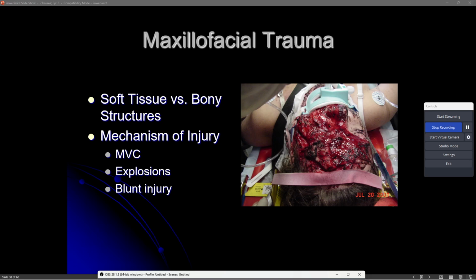I'm looking for any mechanism of injury and I'm looking to see what caused it. Was it a vehicle accident? Was it a gunshot? Was it traumatic? Was it explosive? Was it a burn? You have a lot of questions that you need to ask in this particular instance, so don't be afraid to.